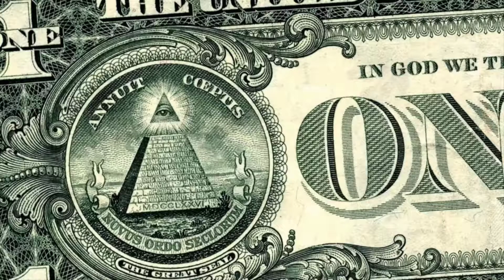We can see it on the money. If you take a look at the money, it says Annuit Coeptis Novus Ordo Seclorum. Does anyone know what Novus Ordo Seclorum means? It means new order of the ages. Okay, new order of the ages. Some people have attributed this to New World Order. It doesn't actually say New World Order. Novus Ordo Seclorum says new order of the ages.